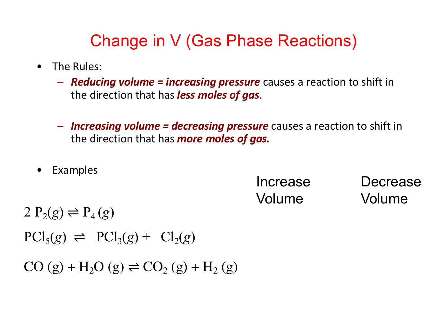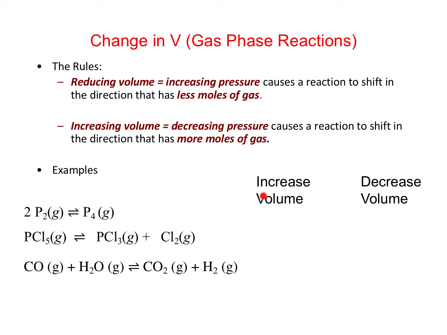So we have the reaction: 2 moles of P2 react to form 1 mole of P4. If we want to know what effect changing the volume is going to have, we need to know how many moles of gas we have on each side. And so we just look at the stoichiometric coefficients. I have 2 moles of gas on the reactant side, 1 mole of gas on the product side. So more moles on the reactants, fewer moles of gas on the products.